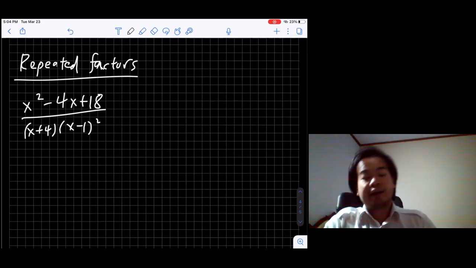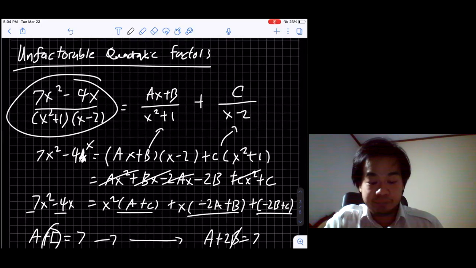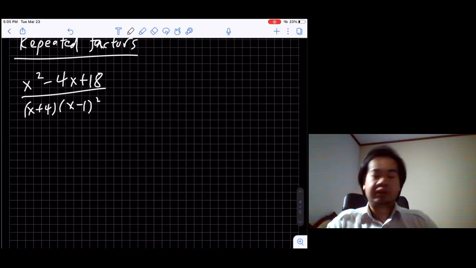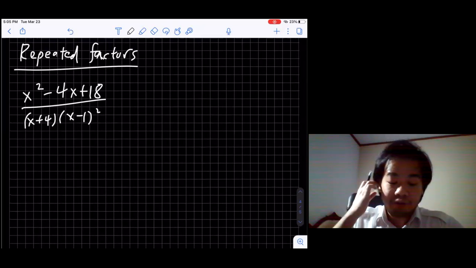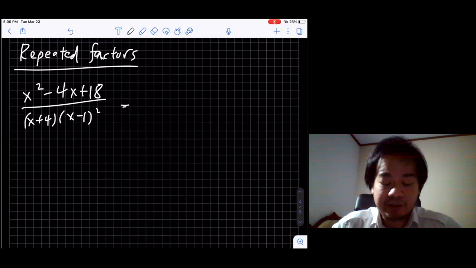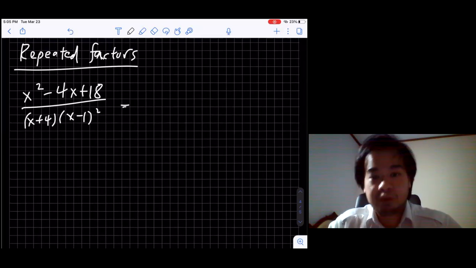By the way, I have made sure that the degree of the numerator is already less than the degree of the denominator. The numerator is second degree and the denominator is third degree. Remember, if it's not fulfilled, you need to perform long division first. So what if you have repeated factors like this? You need to split it according to the total number of factors. In this case there are 3 factors: x plus 4, x minus 1, and x minus 1. Here x minus 1 is repeated.